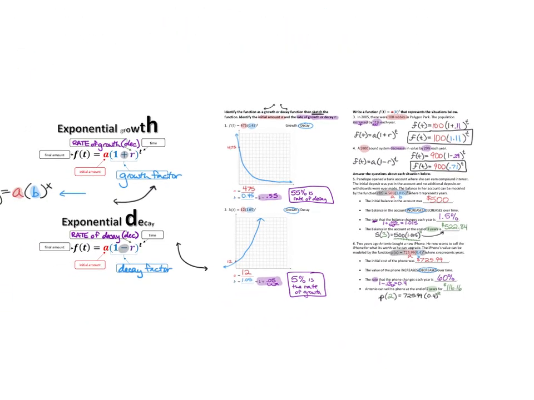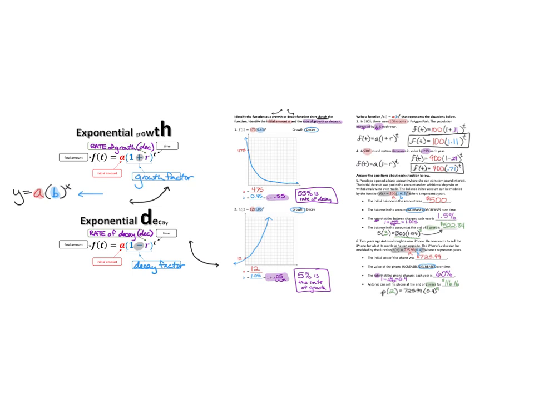Okay, again, this is exponential growth and decay. It's really just the details of your A times B to the X equation. Growth is a positive R, 1 plus R. Decay, you're subtracting, 1 minus R.